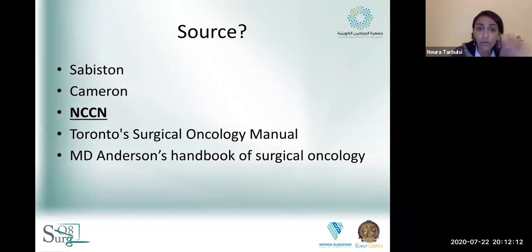Toronto Surgical Oncology Manual, it's a very small book that covers all of the surgical oncology diseases, including breast. It's very nicely summarized and has the landmark trials behind all of the guidelines that we memorize for the exam. And the MD Anderson Handbook is also a small book, but it's also a nice summary for breast cancer.